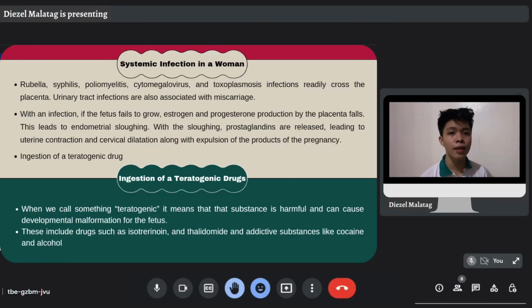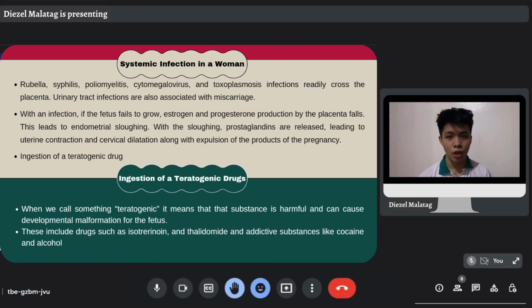Then we also have systemic infection in a woman. So with an infection, if the fetus fails to grow, estrogen and progesterone production by the placenta falls. This leads to endometrial slowing and consequently uterine contraction and cervical dilatation along with expulsion of the products of the pregnancy.